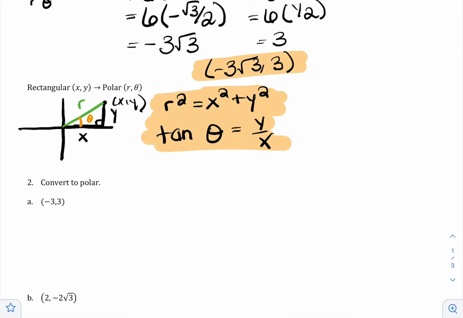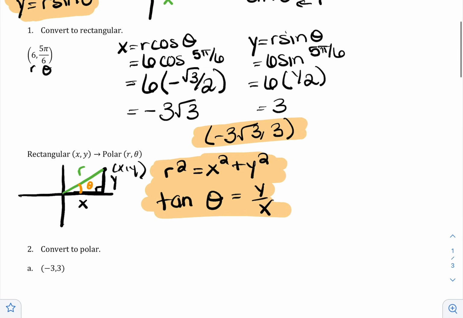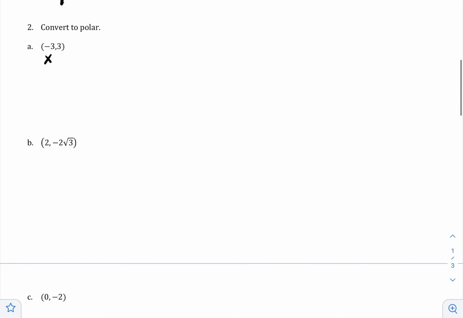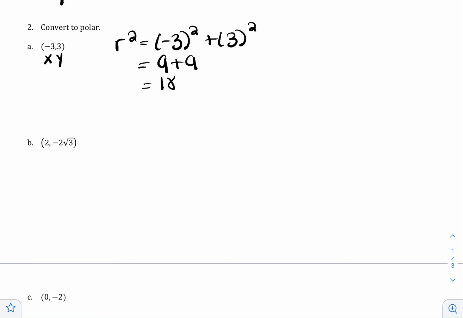So let's convert to polar. And this one is a little bit trickier than converting to rectangular. I have 3 different examples. So this is x and this is y. I would highly advise writing that down just until you get used to your conversion formulas. So r is easier to find. r squared is equal to negative 3 squared plus 3 squared. 9 plus 9, 18. So r is equal to the square root of 18. But because 18 is 9 times 2, this is 3 radical 2.